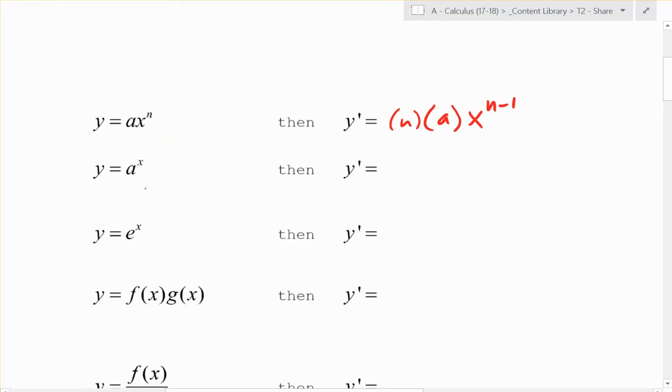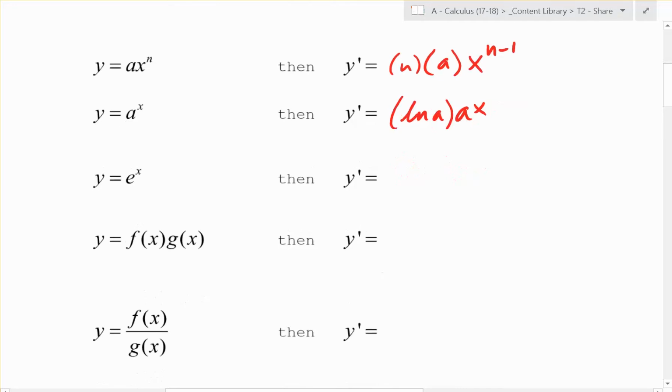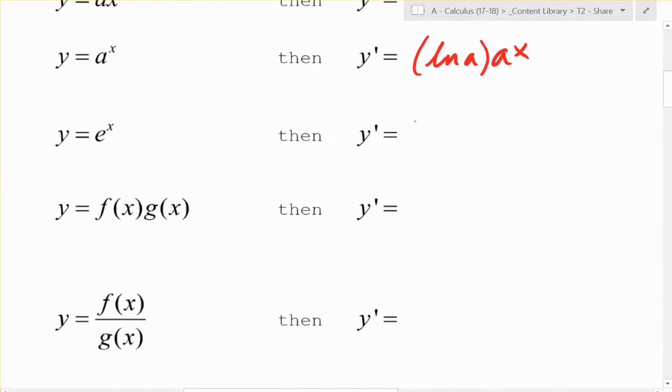What about y equals a to the x? Well, a is a constant, but now it's in the base. So now this is when we use ln of a times a to the x. And then we can use the same rule to figure out what the derivative of e to the x is. Well, that's going to be ln e times e to the x, but ln of e is just 1. So the derivative of e to the x is e to the x.